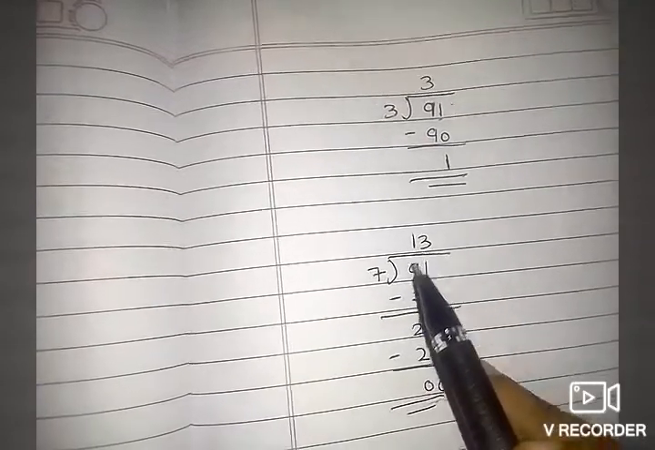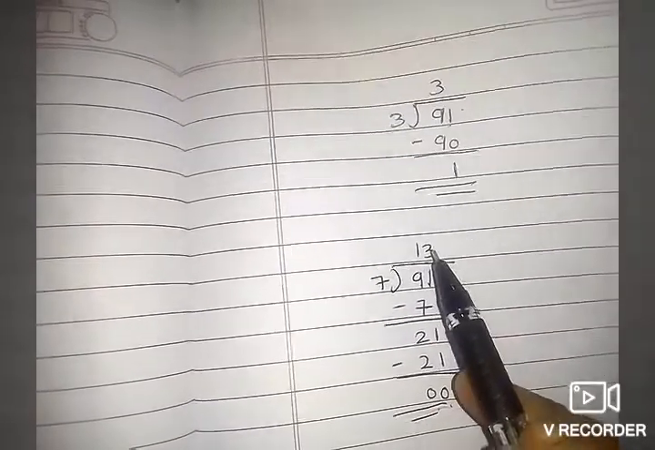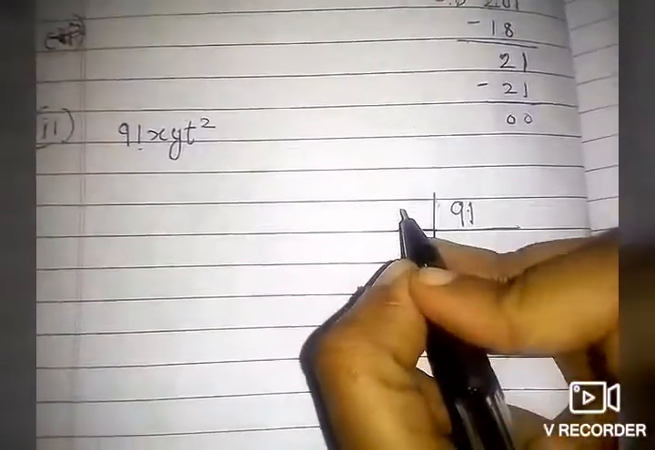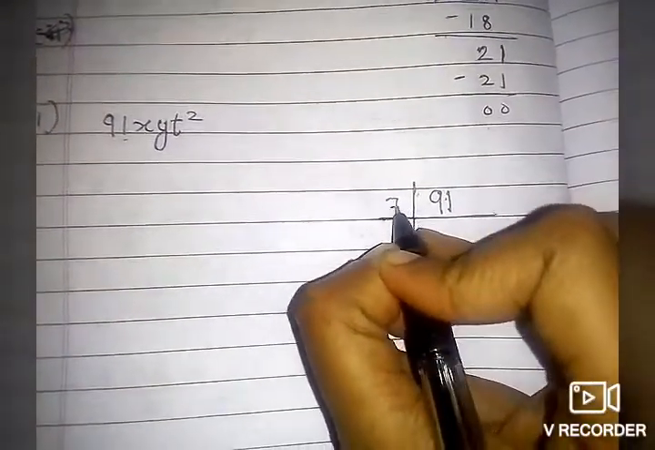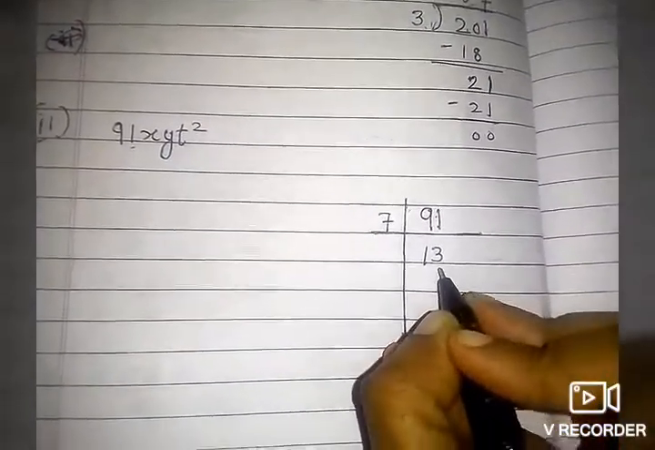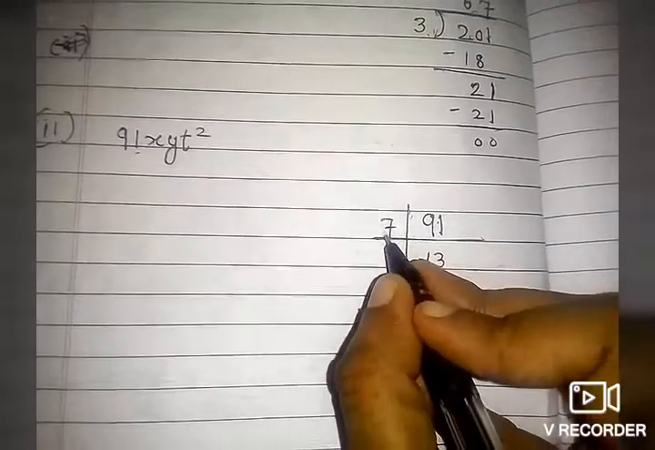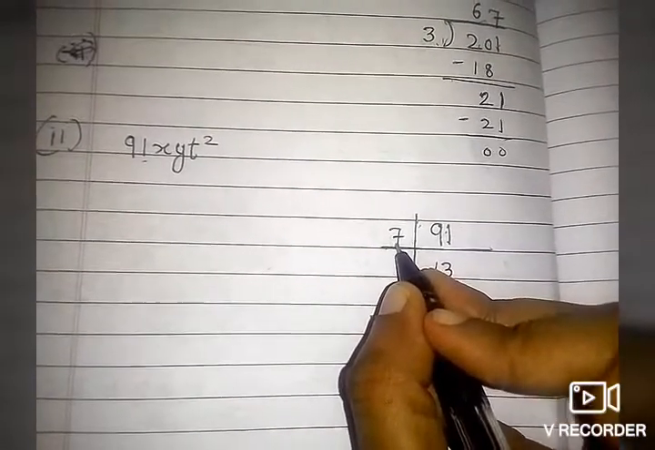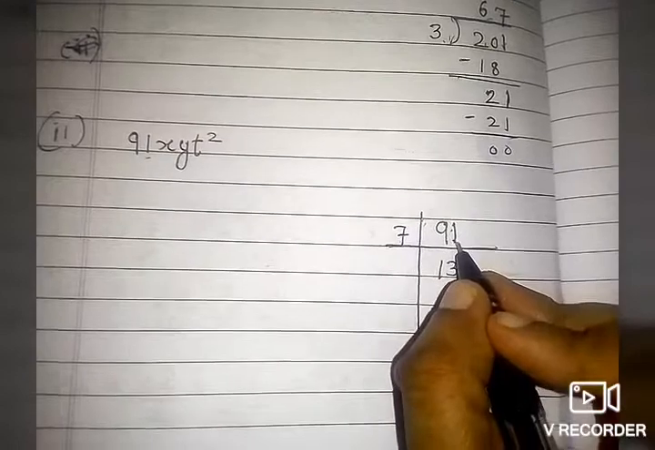Okay. So 7 and 13 you have to write here. Divisor you have to write in this place and quotient you have to write in this place. Okay. 13. Quotient is 13. Divisor is 7. If any number is going in the table.